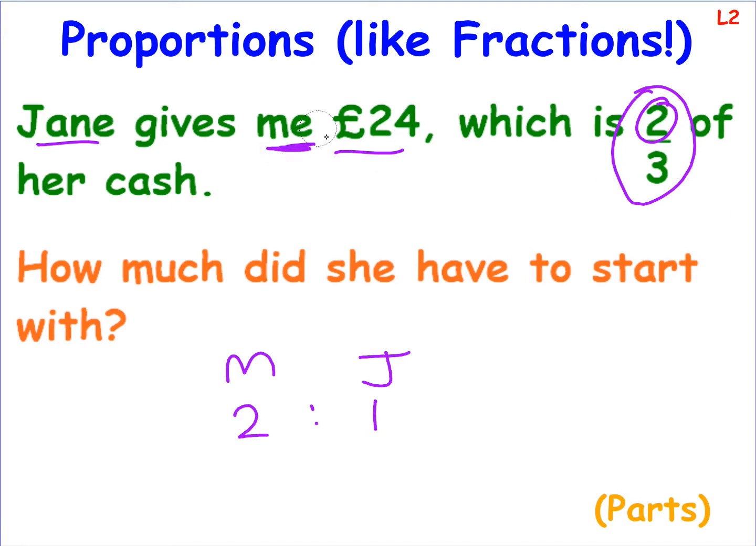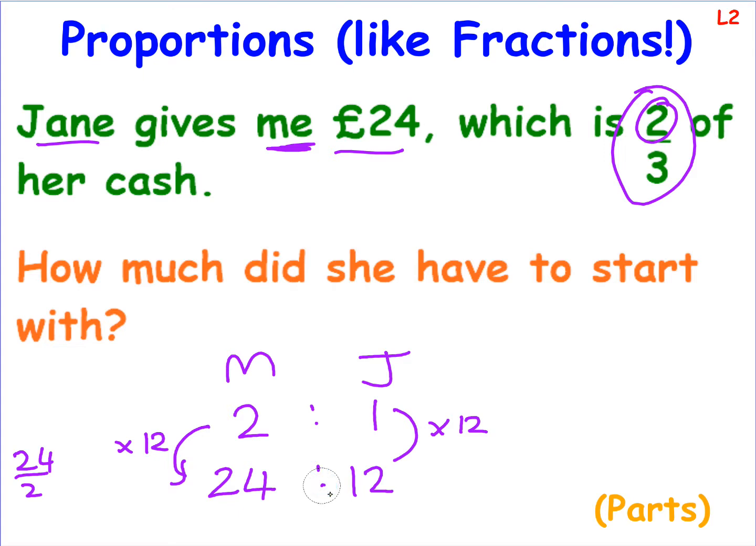Now the 24 pounds is mine, it goes under me, so the 24 pounds lives here. To find our scale, how do we get from 2 to 24? Divide the 24 by 2 and it tells you our scale of 12. What you do to one side, you do to the other, so Jane got 12 pounds. So how much did she have to start with? Well, if I had 24 and she had 12, we add the two together, she had 36 pounds to start with. And this aligns itself to a parts ratio. You're turning your proportion into a strap line because you understand the numerator is the parts for me, and you can work out what's left for Jane.